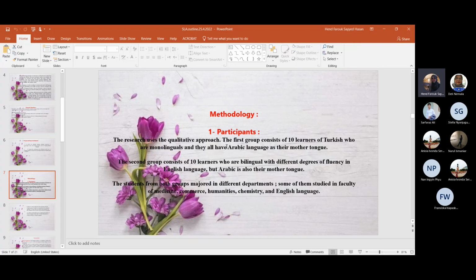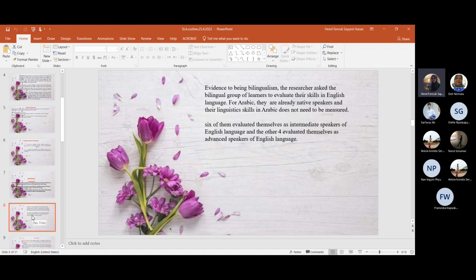The students from both groups majored in different departments, for example chemistry, humanities, medicine, and commerce. We have varieties in the classroom. As I explained, both of the groups have different majors, so just to know that they have individual differences and come from different backgrounds also.